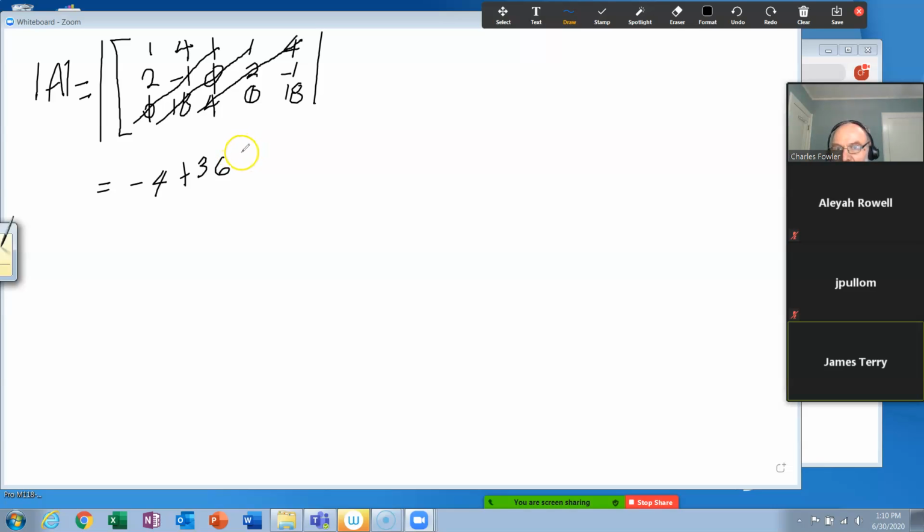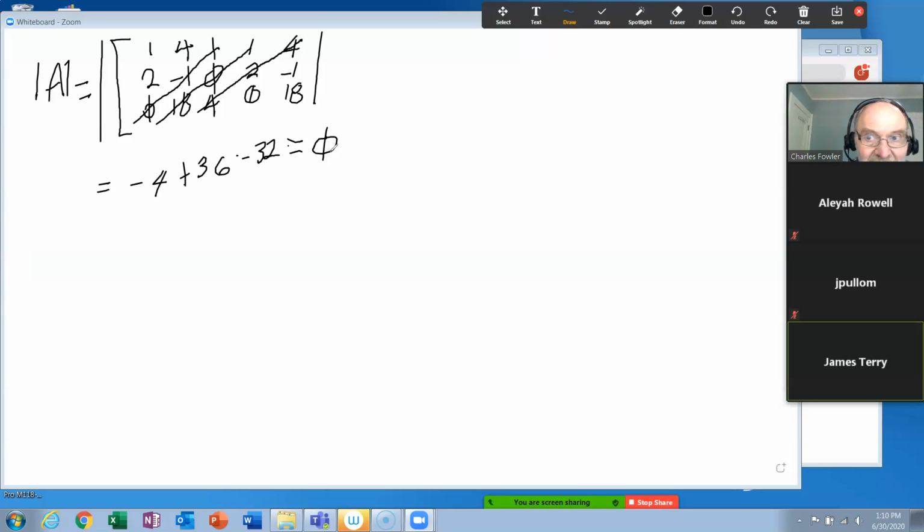16 times 2 is minus 32, though, isn't it? Right? Because it's up diagonal. Okay, and what does this give us? 0. Minus 4 and minus 32 is minus 36, plus 36 is 0.